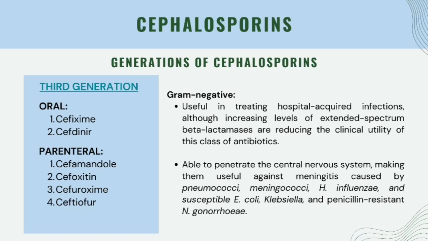They may be particularly useful in treating hospital-acquired infections, although increasing levels of extended-spectrum beta-lactamases are reducing the clinical utility of this class of antibiotics. They are also able to penetrate the central nervous system, making them useful against meningitis caused by pneumococci, meningococci, Haemophilus influenzae, and susceptible E. coli, Klebsiella, and the penicillin-resistant Neisseria gonorrhoeae.